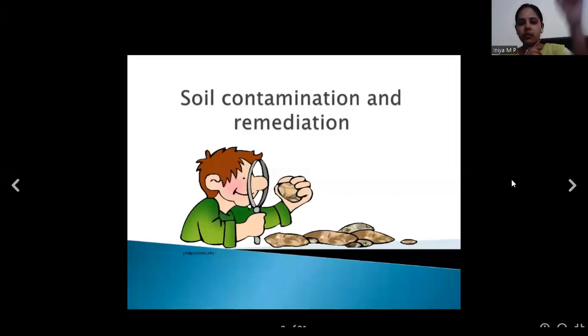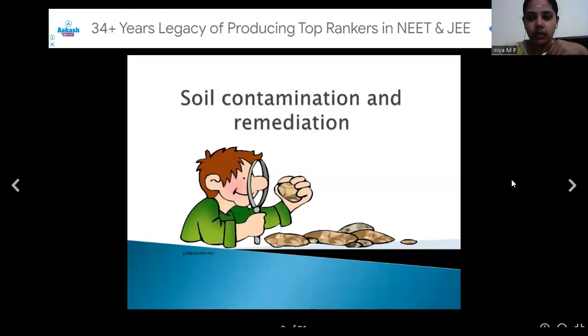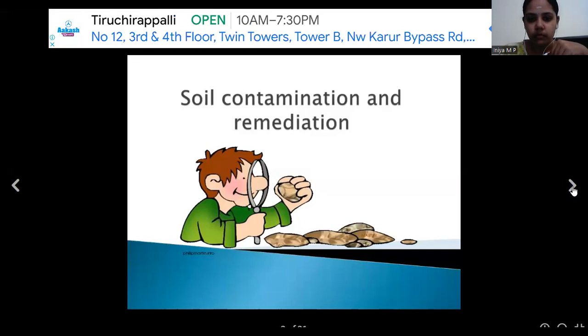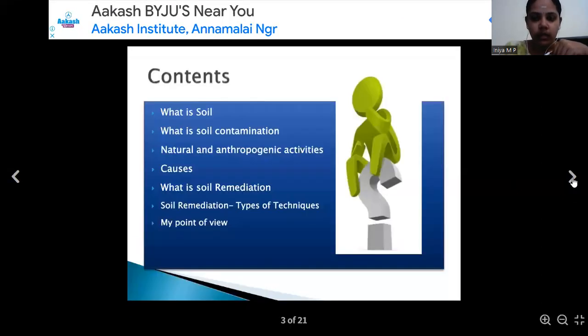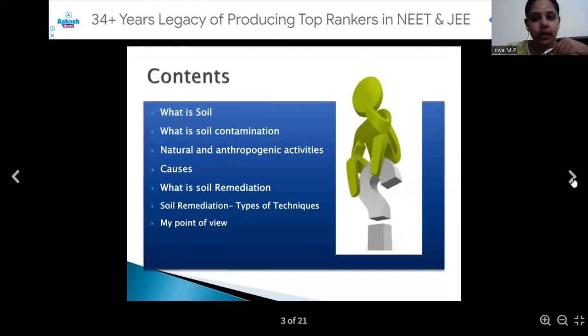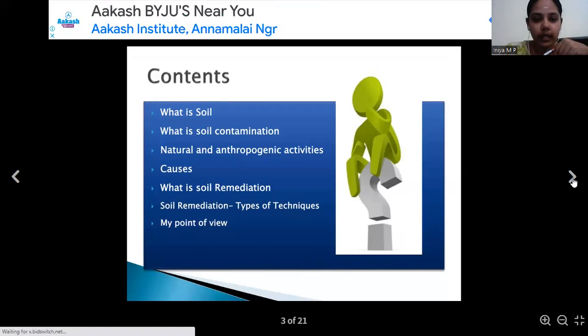Next, soil contamination and remediation. The contents to be followed in soil remediation and contamination are: what is soil and what is soil contamination, natural and anthropogenic activities, causes of soil contamination, and soil remediation types of techniques.